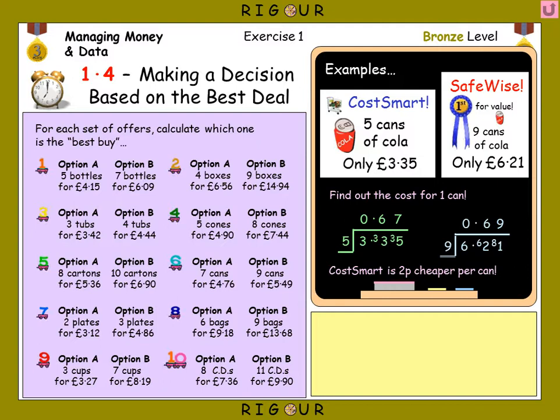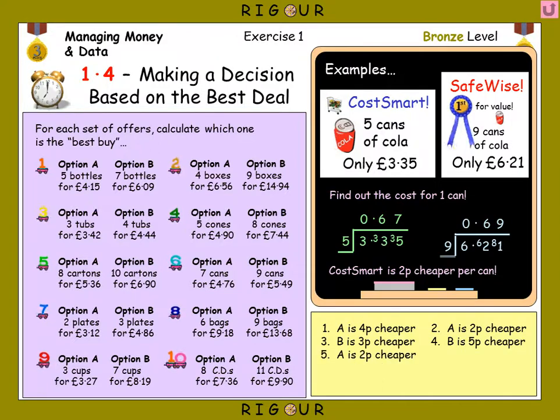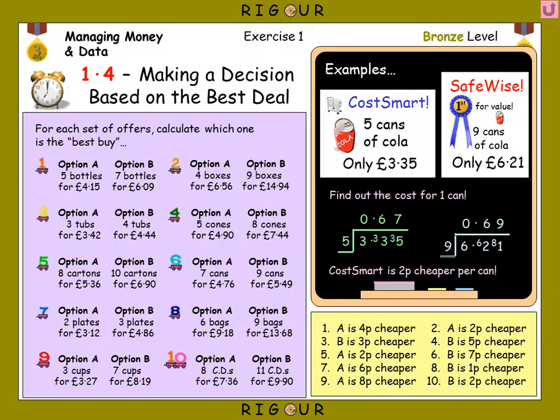Okay, you've unpaused the video, let's go over the answers. So we've got option A is 4 pence cheaper for the first one, option A is 2 pence cheaper for the second one, option B is 3 pence cheaper for the third one, option B is 5 pence cheaper for number 4, number 5 A is 2 pence cheaper, number 6 B is 7 pence cheaper, number 7 A is 6 pence cheaper, number 8 B is 1 pence cheaper, number 9 A is 8 pence cheaper, and number 10 B is 2 pence cheaper.